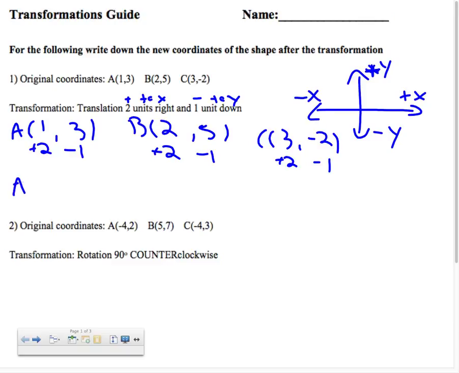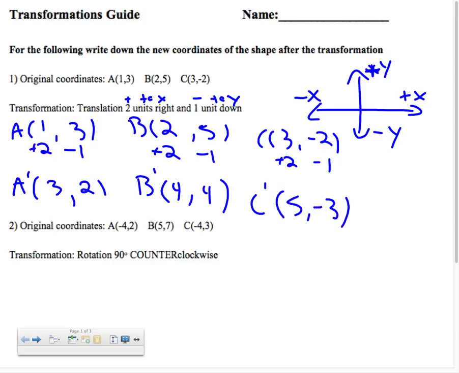And so my new point, A prime, and again, prime just means like new point. 1 plus 2 is 3. 3 minus 1 is 2. B prime. 2 plus 2 is 4. 5 minus 1 is 4. And C prime. 3 plus 2 is 5. -2 minus 1 is -3. And those are our 3 new points: A prime, B prime, C prime.